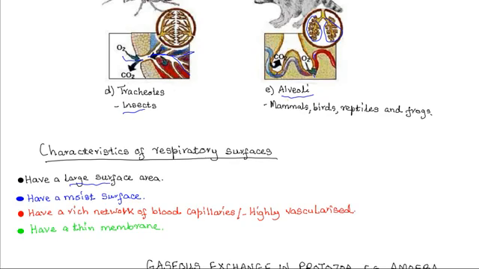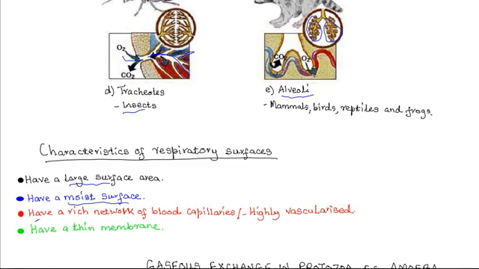Secondly, these surfaces are moist, even when the animal lives or operates on dry land. The respiratory surface has a moist lining. This ensures that the gases first dissolve before diffusing. So in solution form, the gases diffuse very fast. So one characteristic feature of this surface is their moist lining.